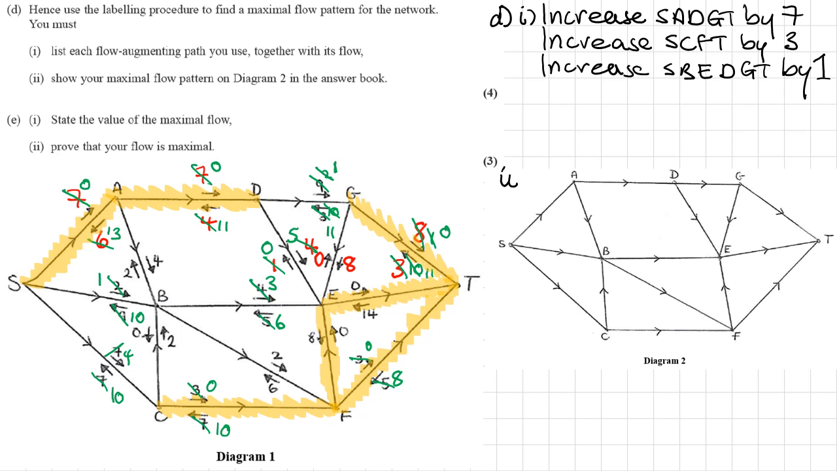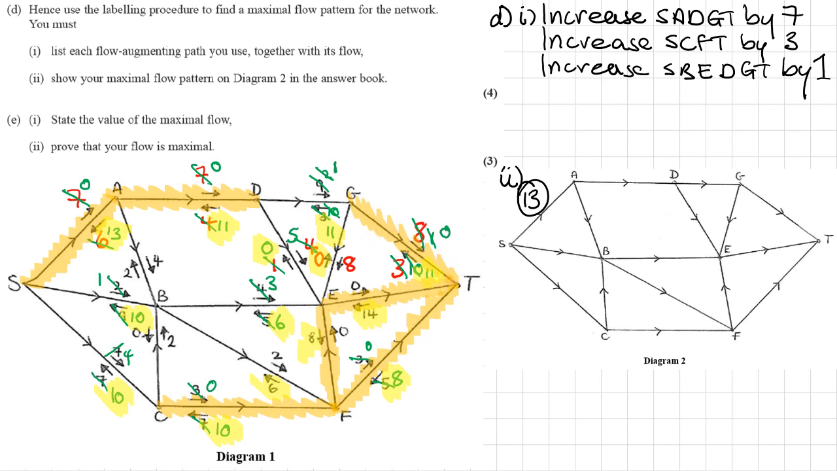Okay, now we can move on to part 2 of part D. Show your maximal flow pattern on diagram 2 in the answer book. So I've highlighted all of the numbers that need to go onto this diagram, and any arcs which are saturated are going to be circled. Those numbers are going to be circled. So SA is 13, and I circle that. In fact, all of my routes which are highlighted in this orange color are saturated.